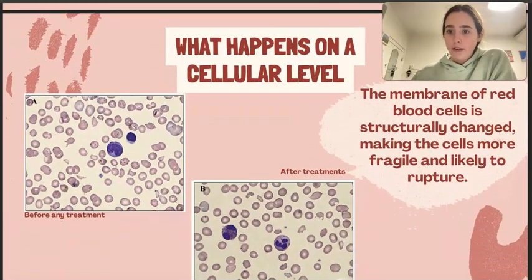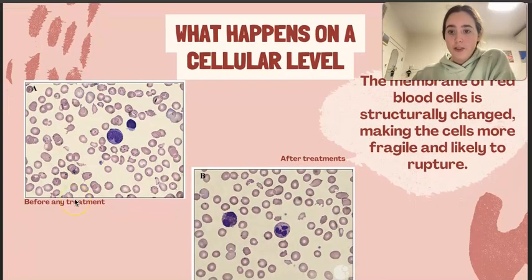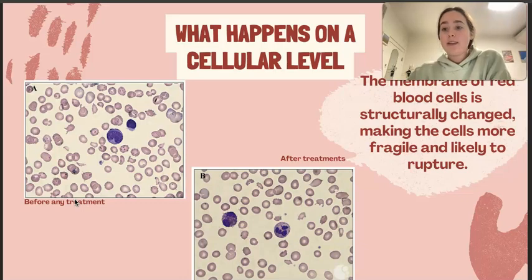So what happens on the cellular level? Here I have some pictures, which I'll explain right after. The membrane of red blood cells is structurally changed, making the cells more fragile and likely to rupture. So over here, before any treatment, this is what your cells will look like. See how they're more rigid and not circular? Those are the cells that are affected.